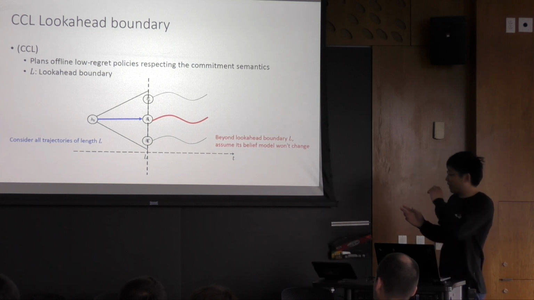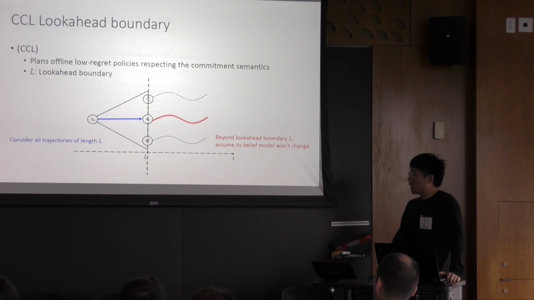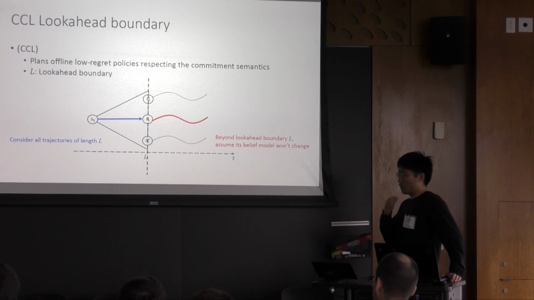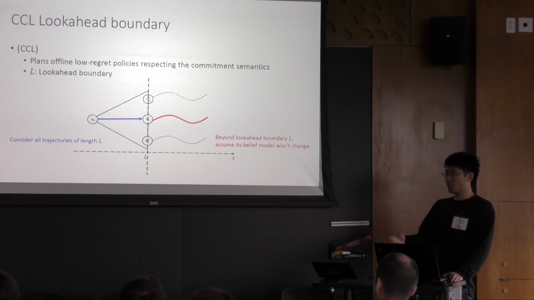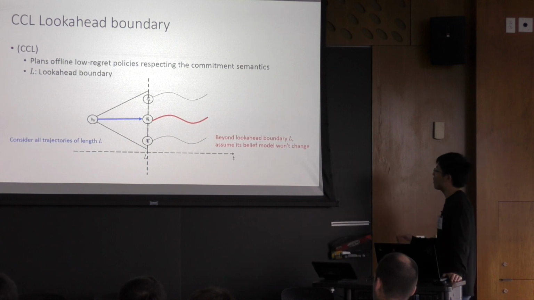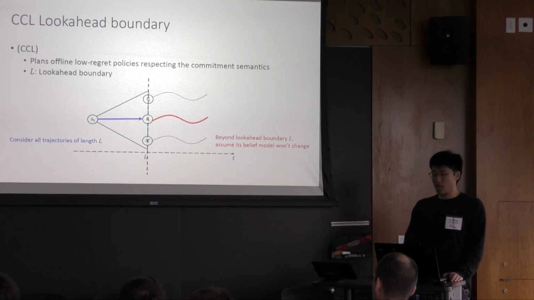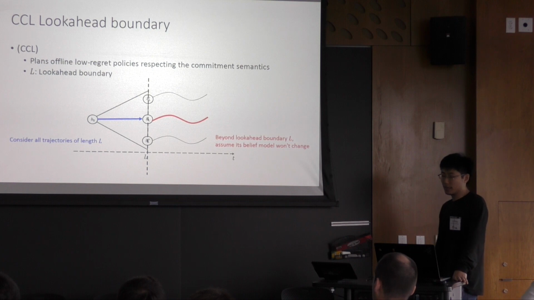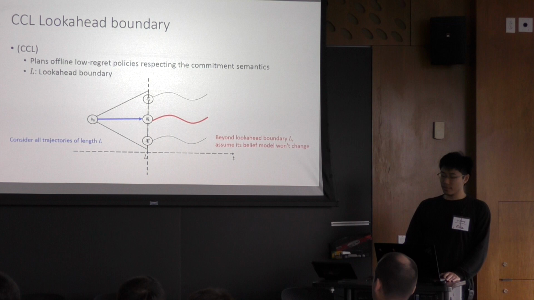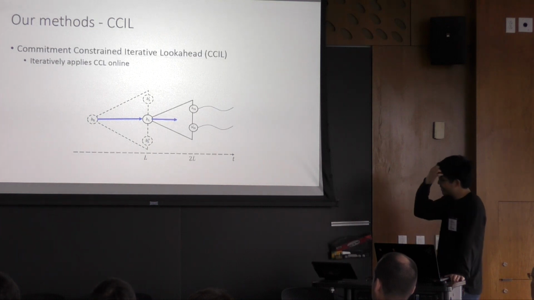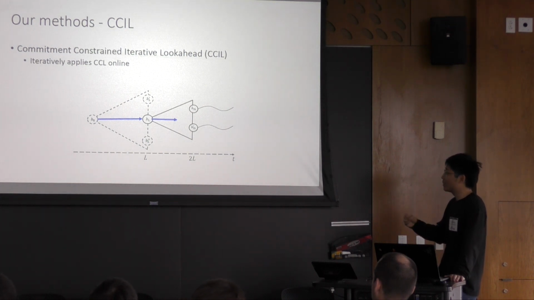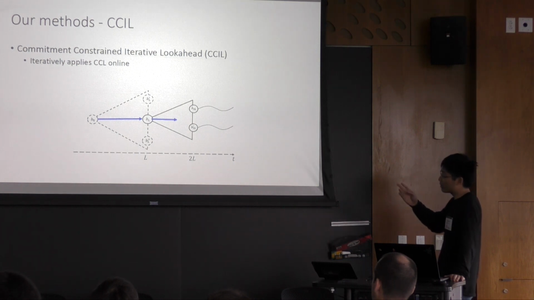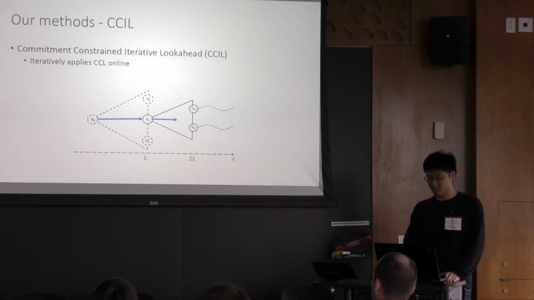Here is a very simple illustration of what's happening in CCL. Before the lookahead boundary indicated by this dashed line, you consider all possible trajectories of length L, and you choose the next action based on this. Beyond this lookahead boundary, the agent will assume its belief will not change, and afterwards it will follow a Markov policy. This is an offline low regret policy planning algorithm that will yield policies respecting the commitment semantics. The second method, CCIL, iteratively applies this idea but online. Within that L boundary, it iteratively applies this procedure for the next L time steps.